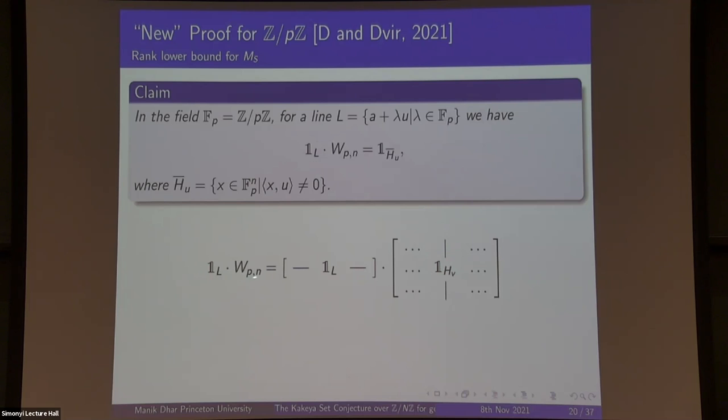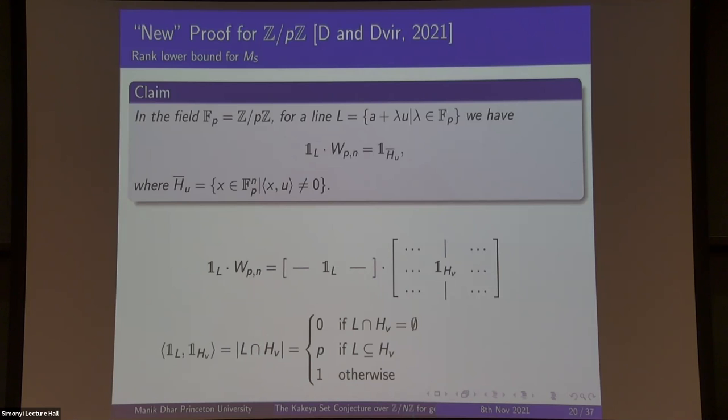So if you want to calculate this product, we just need to figure out what this indicator vector times this indicator vector is. Okay. And because these are just simple 0, 1 vectors, this is precisely just going to be the number of points in the intersection. All right. Now, three cases are possible. Either my line is not completely contained in the hyperplane, so you have no point of intersection, or it's completely contained in the hyperplane, so you have p points of intersection, or there is precisely just one point of intersection. So you get one here.